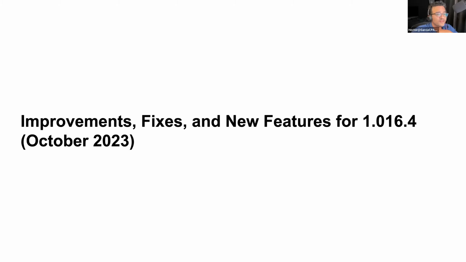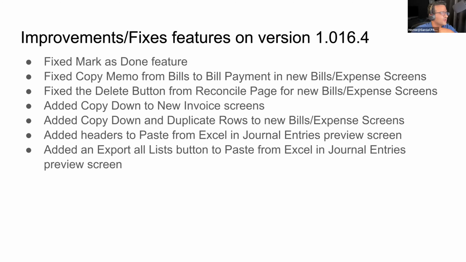Okay, so let's go over the new features, fixes, and improvements for October. We're going to go down the list of all the things that were fixed. One, the mark as done feature was dead for a while. We brought that back on. Copy memo from bills to bill payments wasn't working on the new bills expense screens, and that got fixed. We fixed the delete button for the reconcile page, so some people weren't able to delete certain expenses from the reconcile page because it was the new screen.